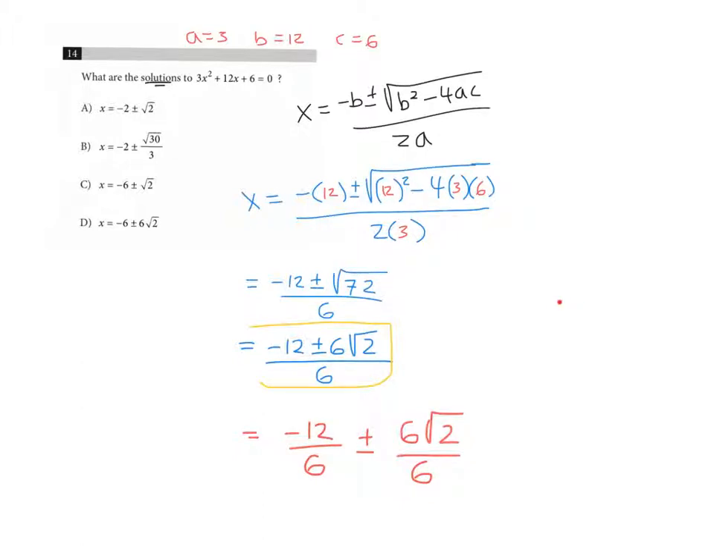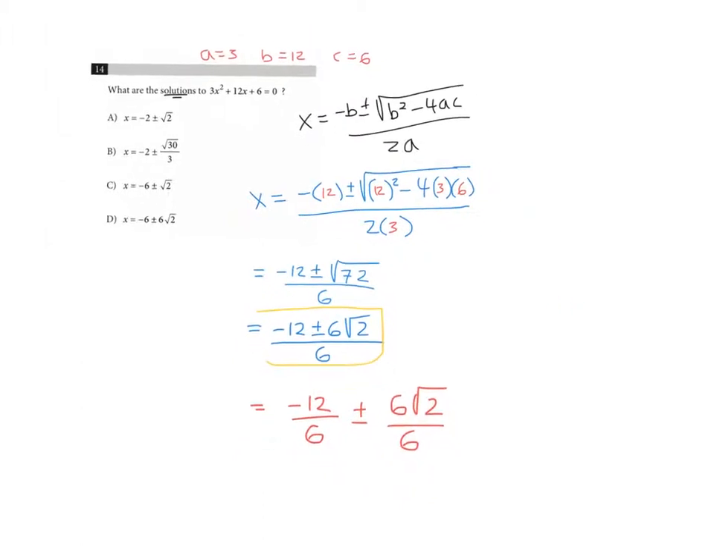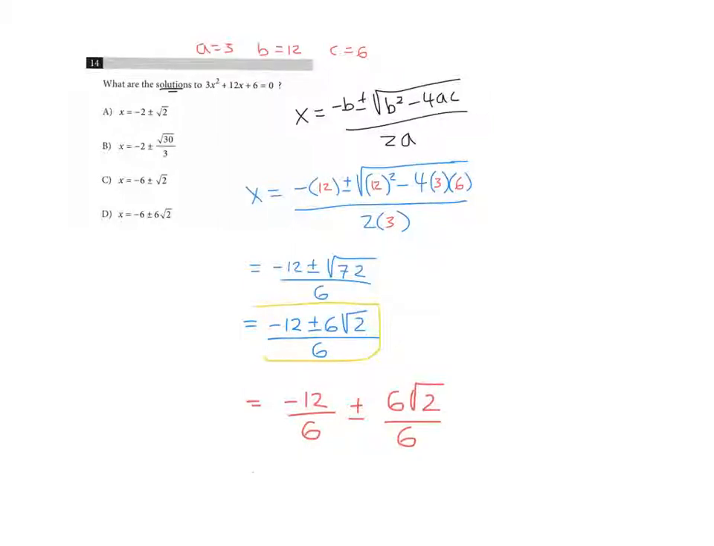And this would most definitely simplify into negative 2 plus or minus radical 2, because these cancel. This turns into a 2, that turns into a 1. These both turn into a 1. We are done. That is literally the answer. And moving on.